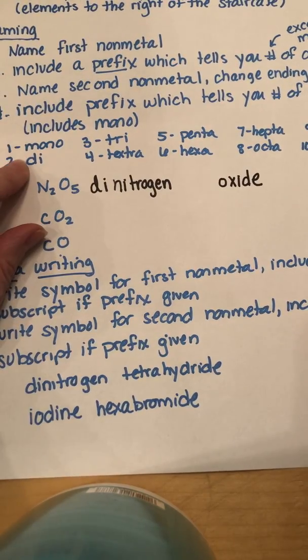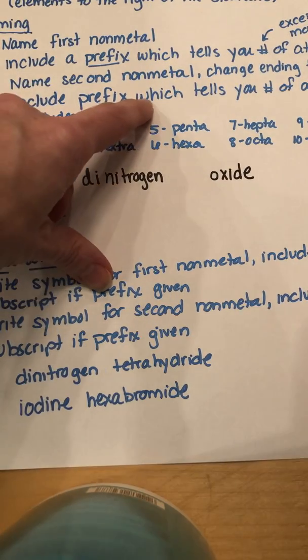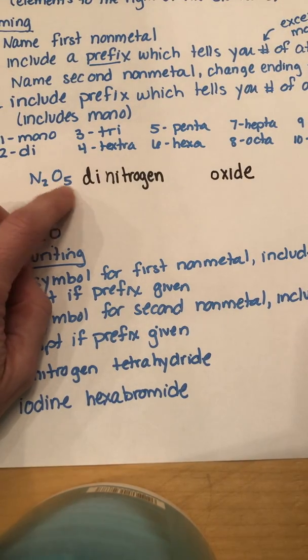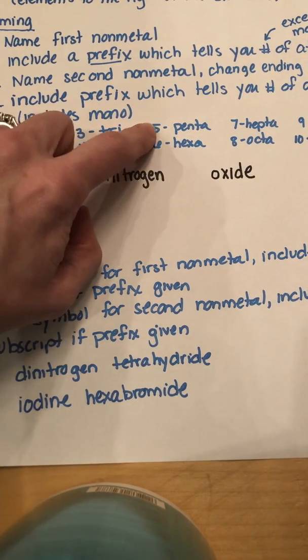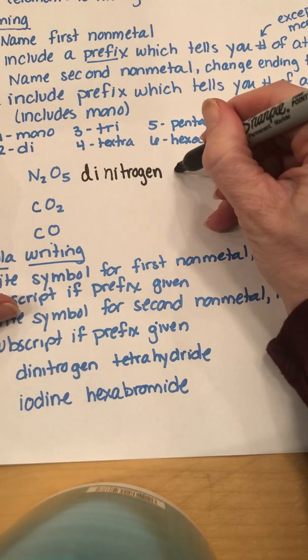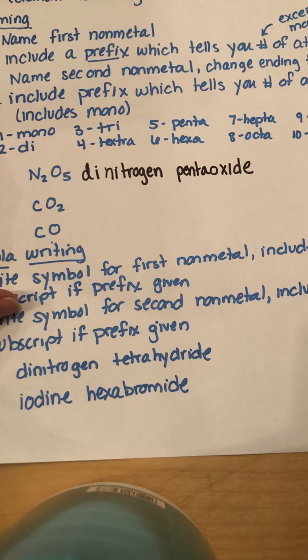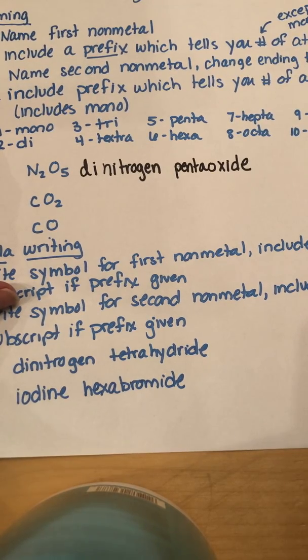Step 4, you have to again include the prefix that tells you the number of atoms there are of that element. So on oxygen there's 5 of them. For 5 we use the prefix penta. And so that would be called dinitrogen pentaoxide.